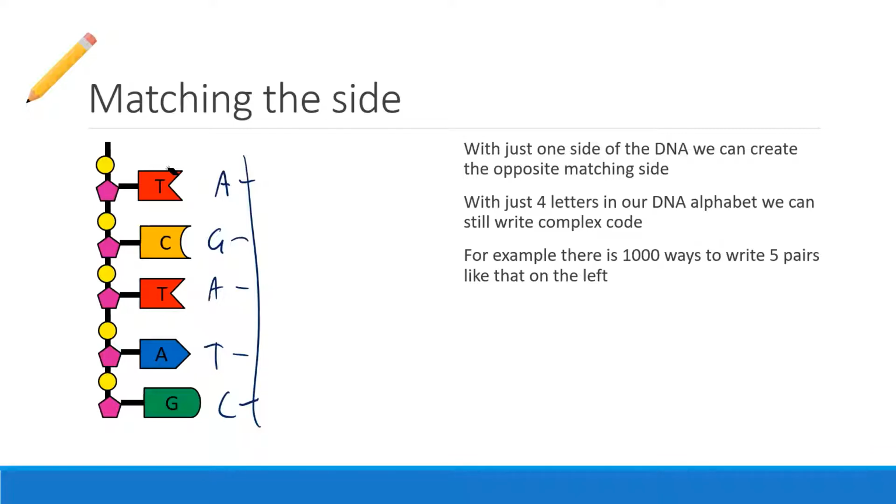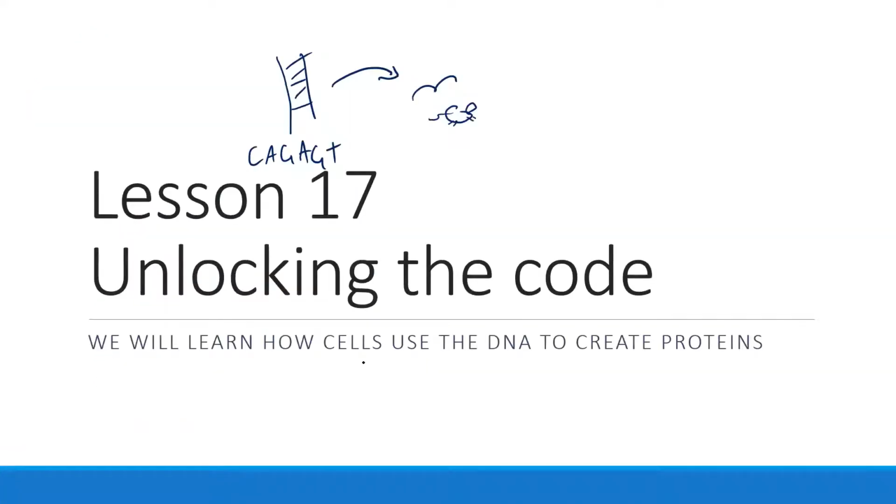We can also do some maths, and I talked about that. If we know there are 10 G bases, then there must be 10 C bases. That's just how it works. If we know that there are 5 A bases, then there must be 5 T bases, and so forth. So let's talk about today's lesson.